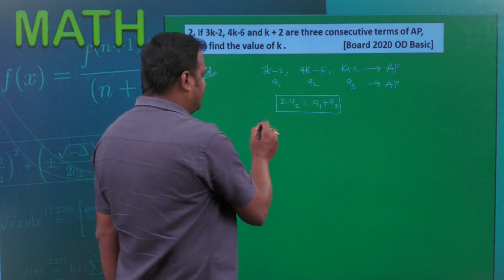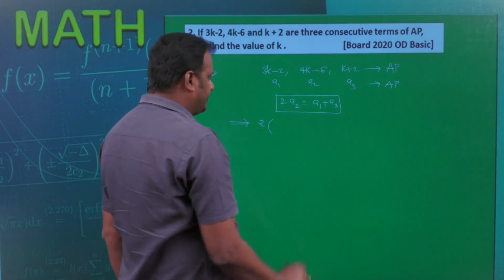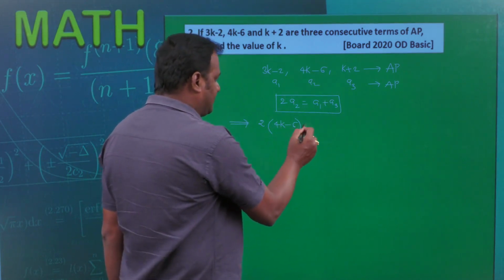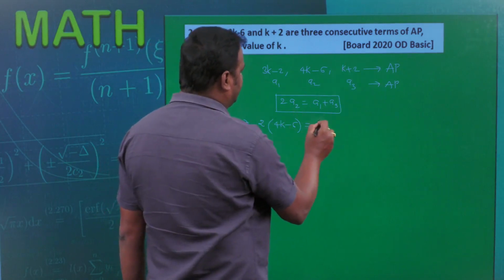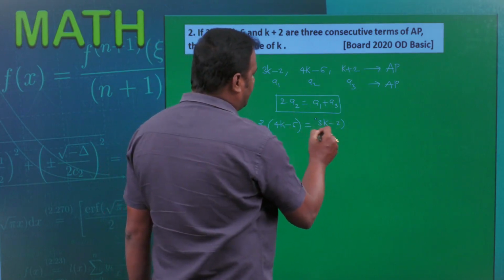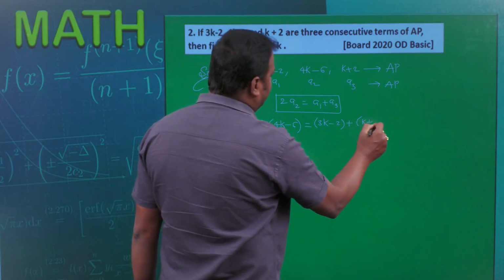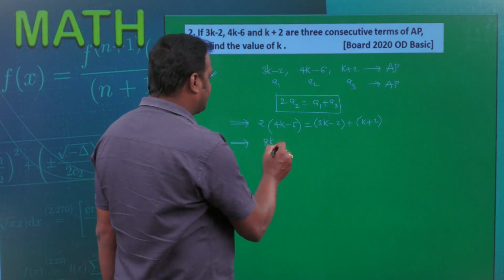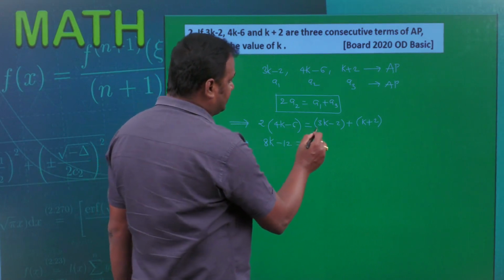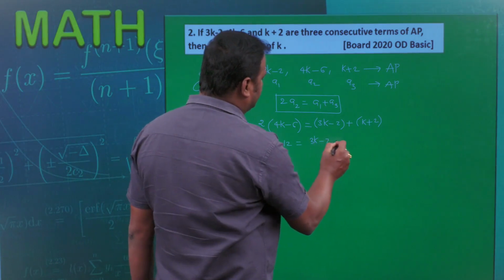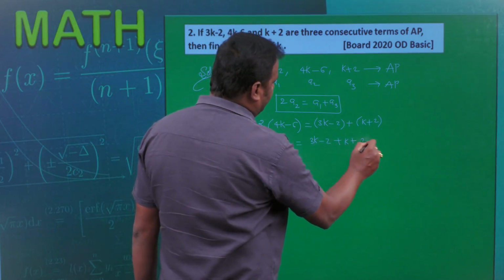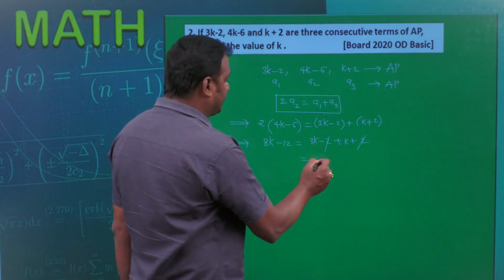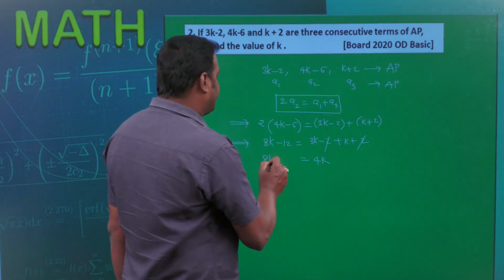Substitute the values here. That implies 2a2, 2 into what is a2, 4k minus 6, is equal to a1 plus a3. a1 is 3k minus 2 plus a3 is k plus 2. So 2 into 4k, 2 4s are 8k, minus 2 6s are 12, is equal to 3k minus 2 plus k plus 2. Can we cancel plus 2 and minus 2? Right? So 3k plus k is equal to 4k, which is equal to 8k minus 12.